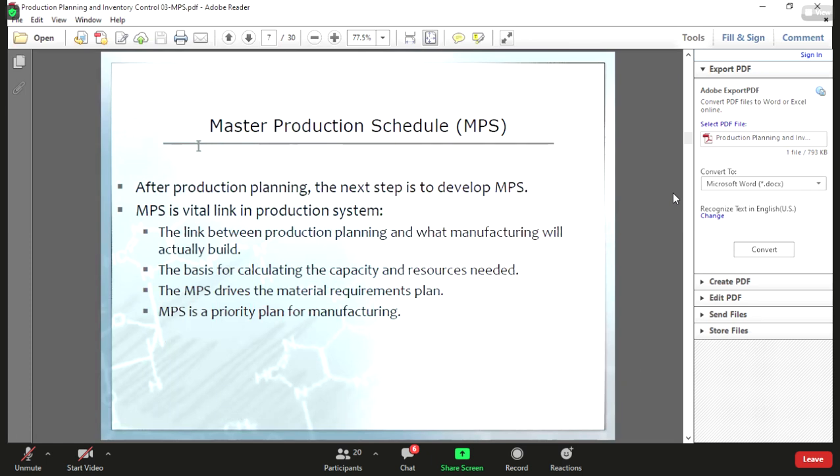How to do that? We need to discuss the master production schedule. In MPS, we will arrange the production target for every item, not family product anymore. We already decided to produce the family products in aggregate production planning in the previous discussion, but after that we need to explode it into the production target of item products.